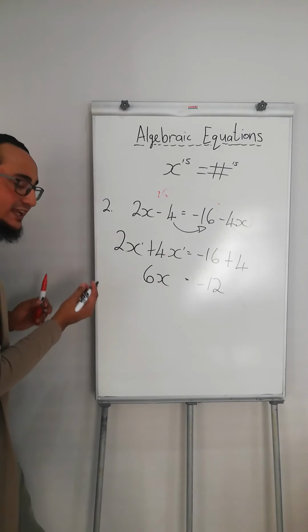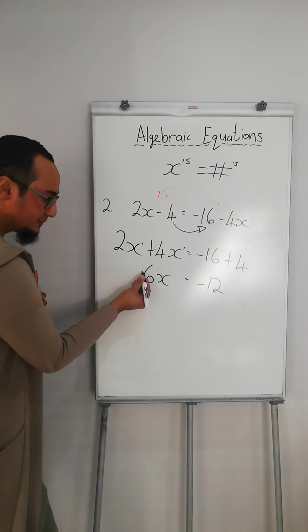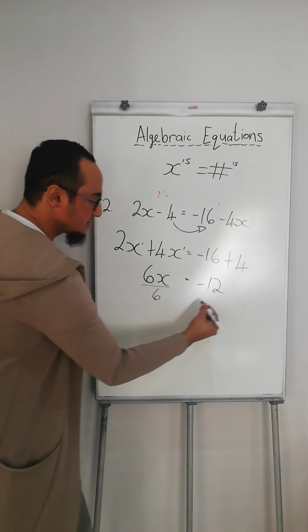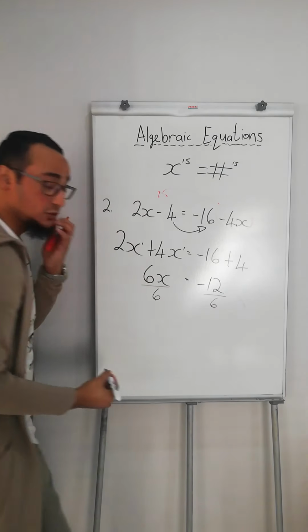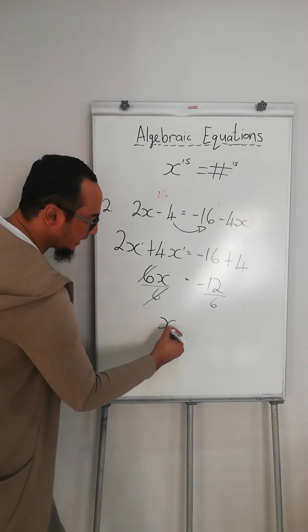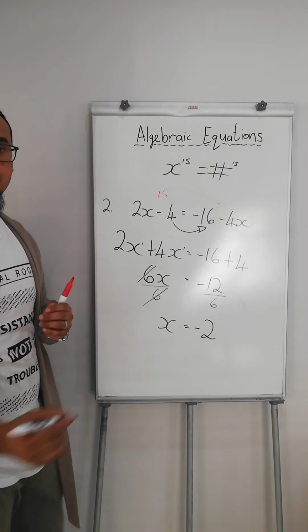Now, my aim is to solve for x, right? Which means I need to get rid of the 6. I divide by 6, divided by 6. What I do on my left hand side, I need to do on my right hand side. Cancel, cancel. And x is going to be equal to negative 2.